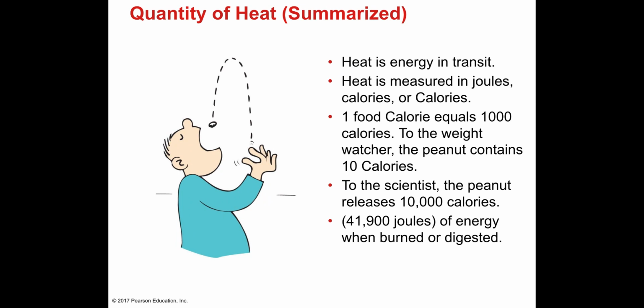All right, so we'll summarize the quantity of heat. Heat is energy in transit. Heat is measured in joules or calories or capital-C Calories. One food Calorie equals 1000 calories. To the Weight Watcher, the peanut contains 10 Calories. In this case, this is 10 kilocalories because the C is a capital letter. To the scientist, the peanut releases 10,000 calories, with a small c, or 41,900 joules of energy when burned or digested. So these are different ways of converting. It can be 10 Calories with a capital C, or 10,000 calories with a small c, or you convert that to joules and it gives you 41,900.